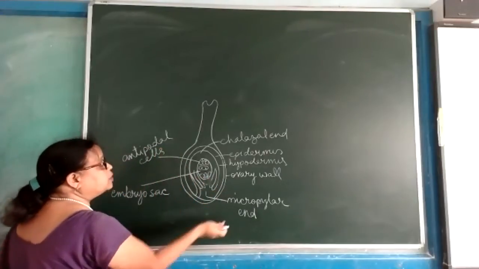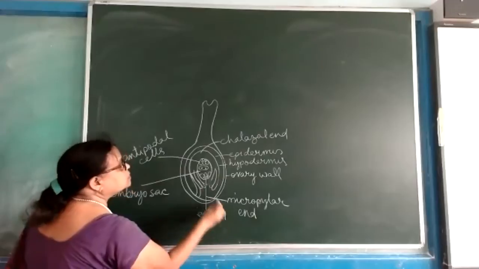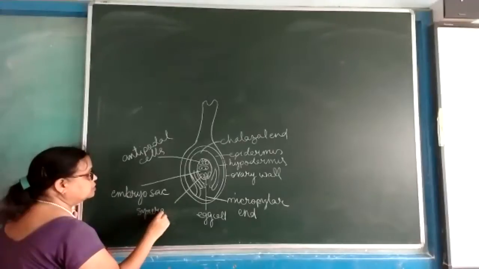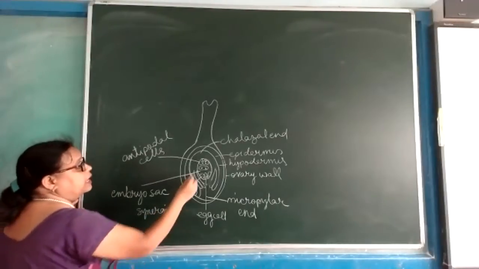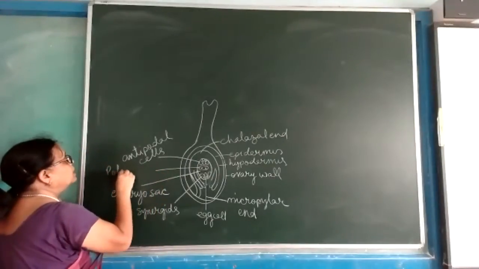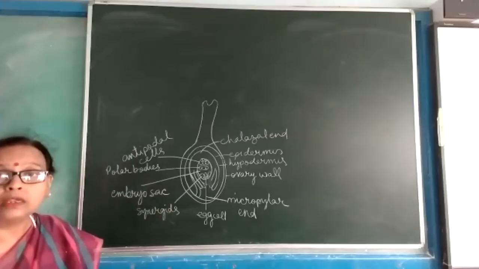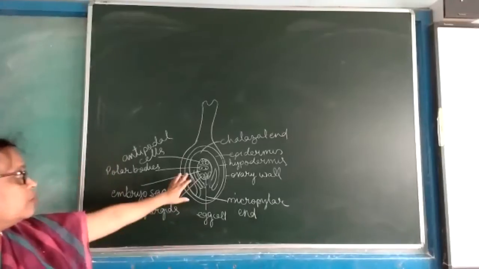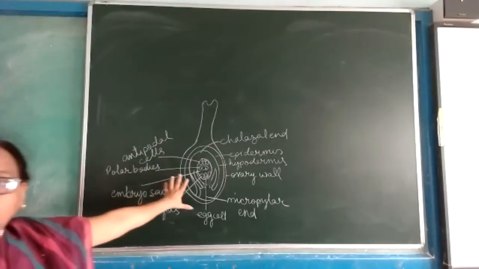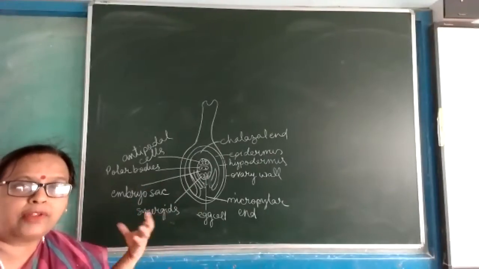Of the 3 towards the micropylar end, 1 will become the egg cell, and the remaining 2 will become synergids. And this will become polar nuclei, or secondary nucleus. So this is a mature ovule. By this time, the ovule will be mature, and the egg will be formed.